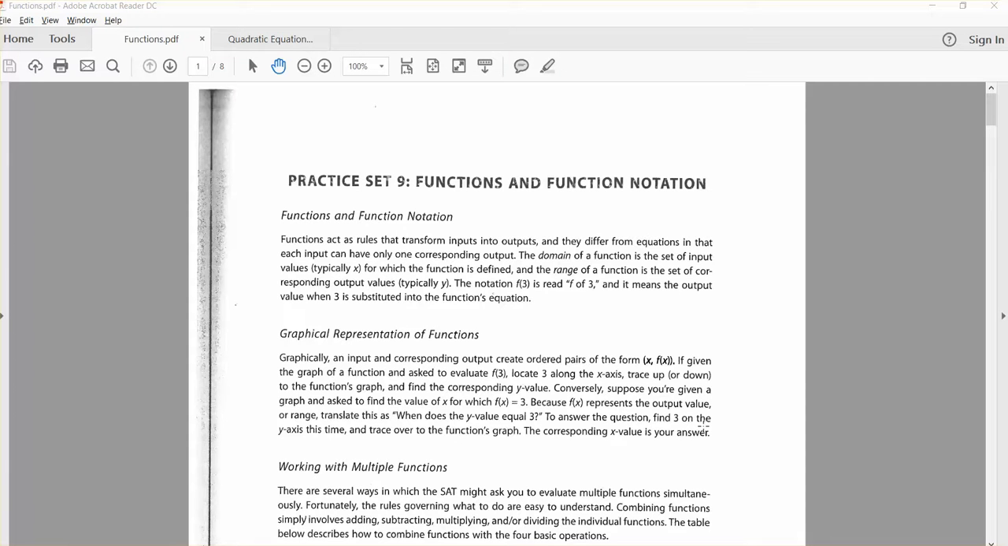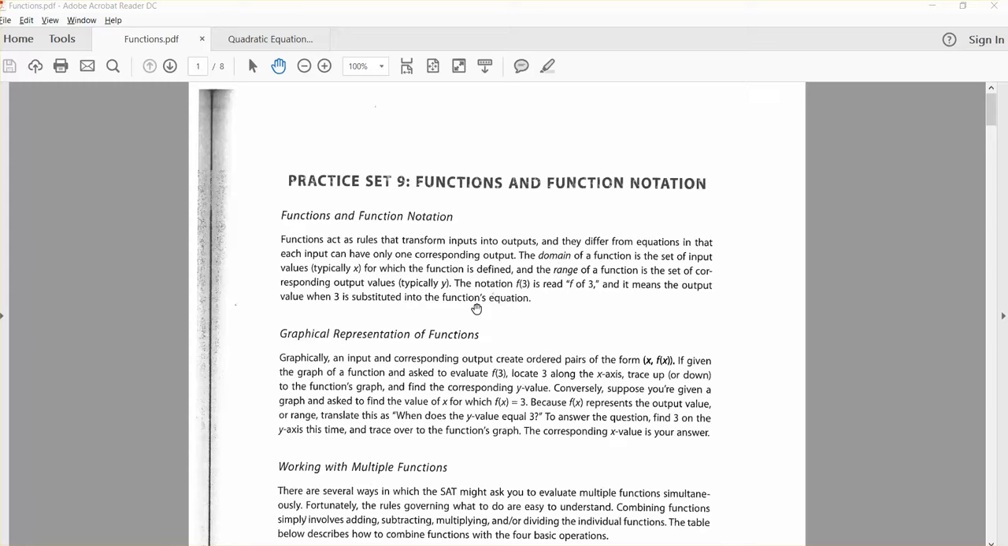Welcome to a video for the SAT Math section. Specifically, we're going to talk about functions and function notation. So you should be pretty familiar with how a function works if you've completed Algebra 2. If you haven't, you will learn about functions very soon and probably haven't even seen Algebra 1.